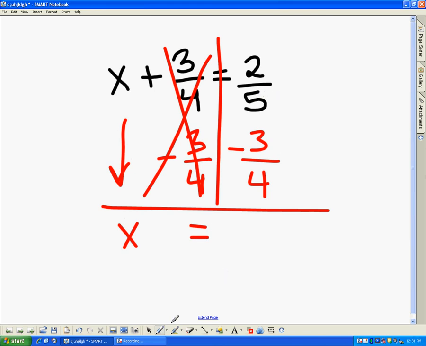Well, with fractions, and I'm going to change colors just because I know it gets a little confusing, we have to have a common denominator here. So with 5 and 4, we're going to have a common denominator of 20. So 2/5 becomes 8 over 20, and 3/4 becomes 15 over 20. And so now when we subtract this, we have 8/20 minus 15/20, which is equal to negative 7 over 20. My denominator is 20. 8 minus 15 is negative 7. So the answer here is negative 7 over 20.